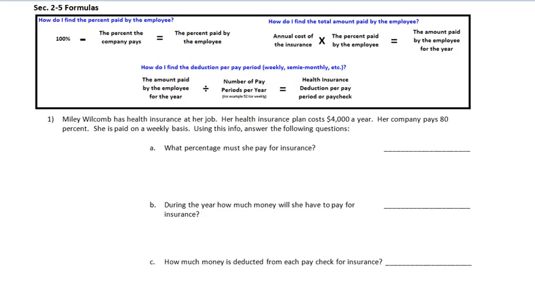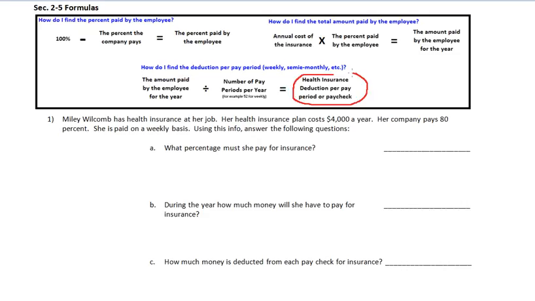Today we're going to be jumping into section 2-5 where we talk about health insurance. So far in chapter 2 we've been talking about all of the different types of deductions that can be taken out of your paycheck. We've talked about federal taxes, state taxes, Social Security, and Medicare. Well, there's another type of deduction that's not a tax that generally a lot of people have taken out of their paycheck, and that is health insurance deductions.